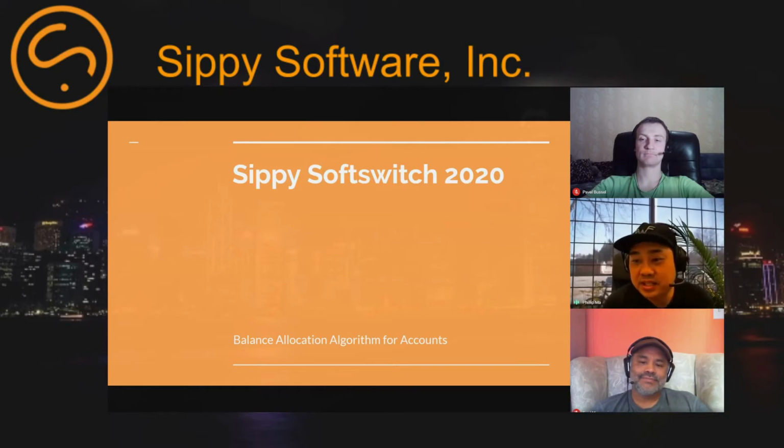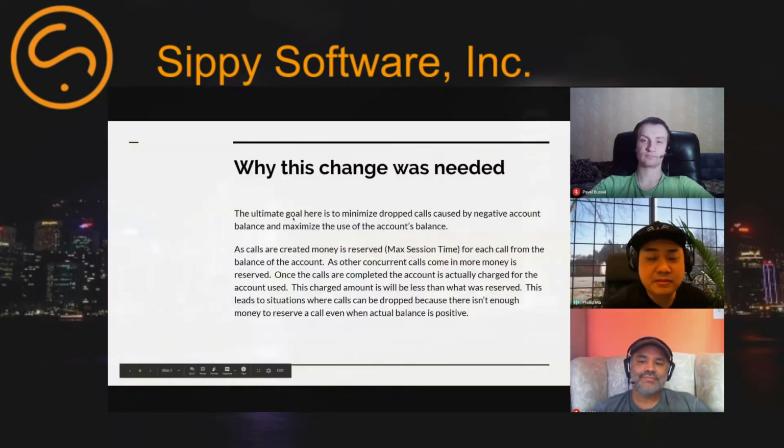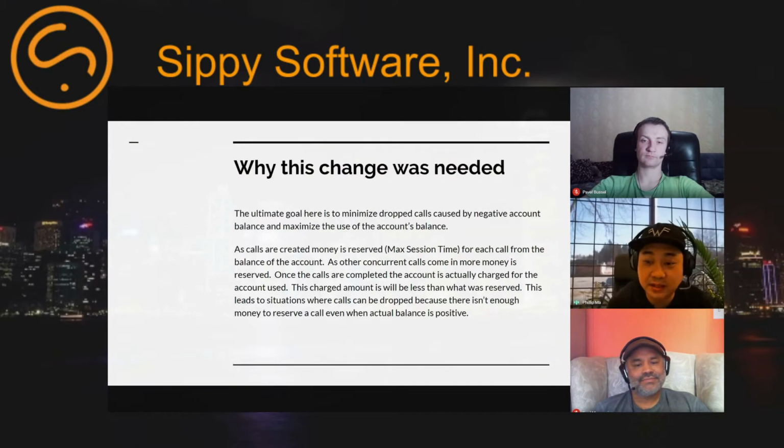Today we're here to talk to you a bit about one of our new features in our Sippy SoftSwitch 2020 release. This is our balance allocation algorithm for accounts. One of the big reasons why we needed to work on this new feature was to minimize the chances of account balances reaching a negative value.